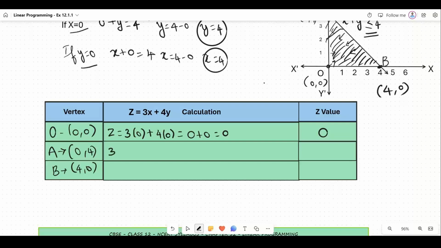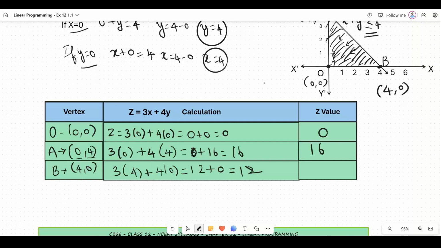For the second one, it will be 3 of 0. We are substituting the numbers for the x and y values that you have got here. So this is x, this is y. So it will be 3 times 0, plus 4 4s are 16. Anything multiplied by 0 is 0, and it is 0 plus 16. The answer is 16. Here we will substitute x by 4 and y by 0. So 3 4s are 12, and 4 times 0, anything multiplied by 0 is 0. So the answer is 12 here, right?